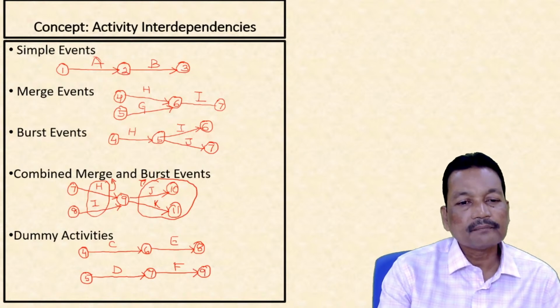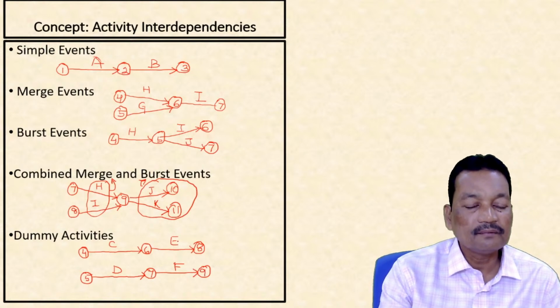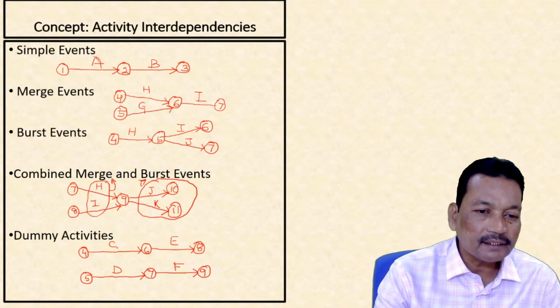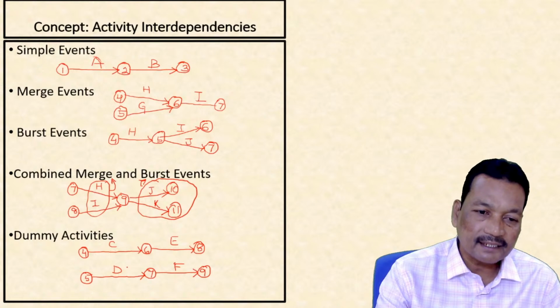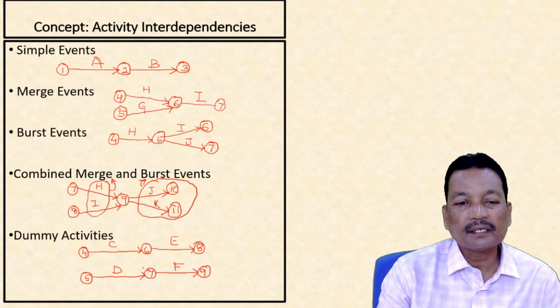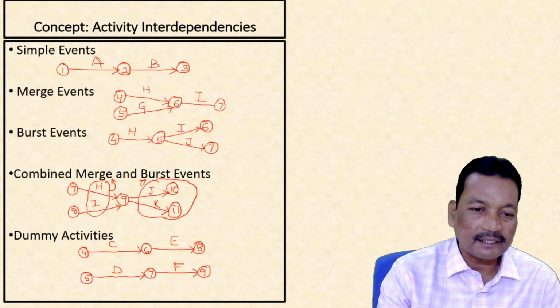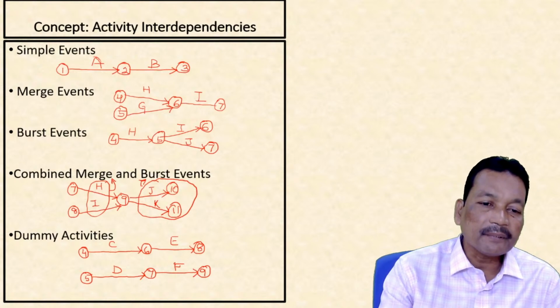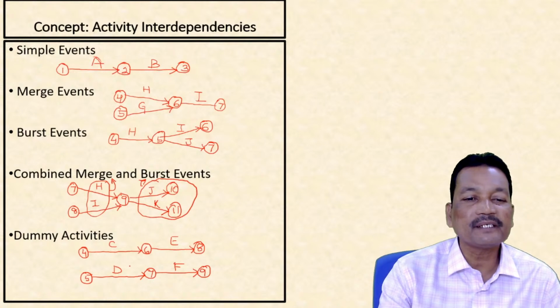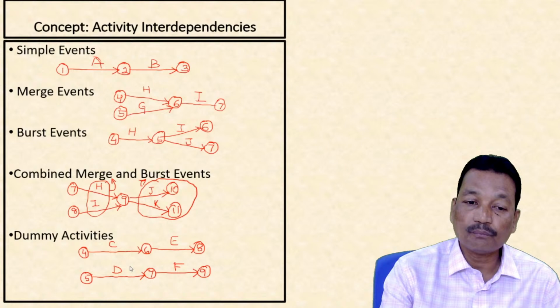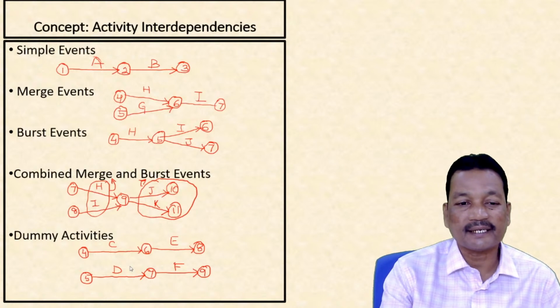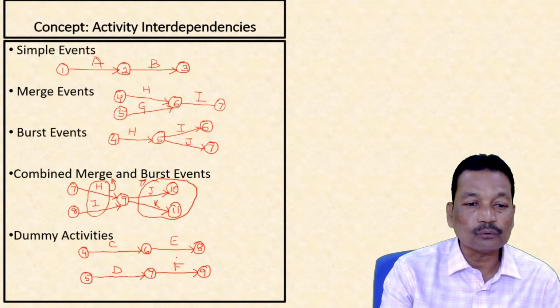Before E, who is the preceding activity? C. Before F, who is the preceding activity? D. Now suppose in this particular network, before F, both C and D will be there. Now what can I do?